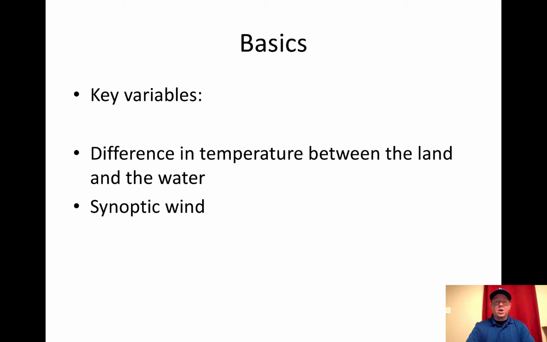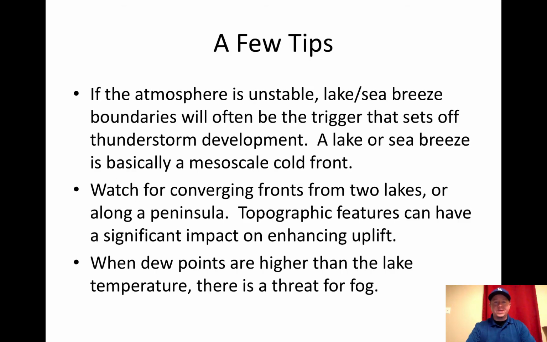If you have a synoptic flow that's helping the sea breeze, it can go way far inland. So the synoptic flow and how it either opposes or helps the lake sea breeze, and also that gradient in temperature between the land and the water, is what's driving this. It's actually pretty basic and simple, but those are the main two variables. So a few tips. If the atmosphere is unstable, lake sea breeze boundaries will often be the trigger that sets off thunderstorm development. A lake or sea breeze is basically a mesoscale cold front.